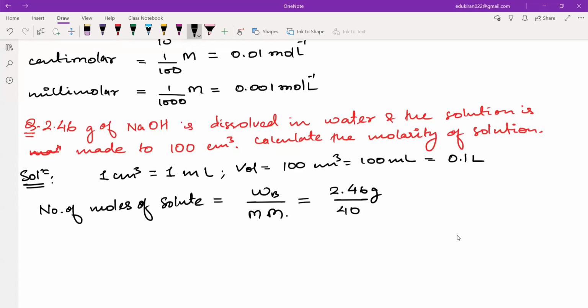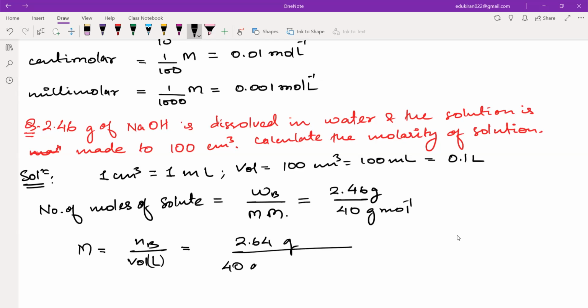This will be divided by 40. Just substitute this. You will get the molarity, it will be equal to the number of moles divided by the volume in liters. So this will be equal to 2.46 grams divided by 40 grams per mole, multiplied by, so this is number of moles multiplied by volume, which is equal to 0.1 liters. So as you can see, grams and grams will cancel out each other.